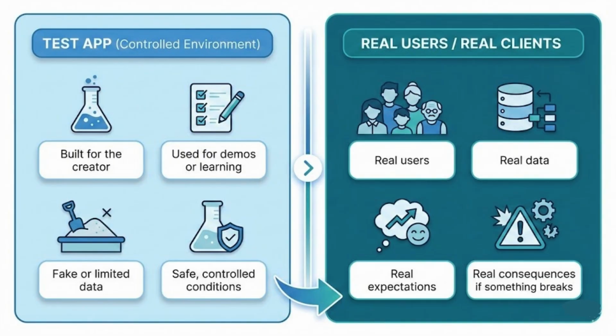A test app works in a controlled environment, for the builder, for demos, or for learning. But the moment you give that same app to real users or real clients, things change. Now you're dealing with real data, real expectations, and real consequences if something breaks.